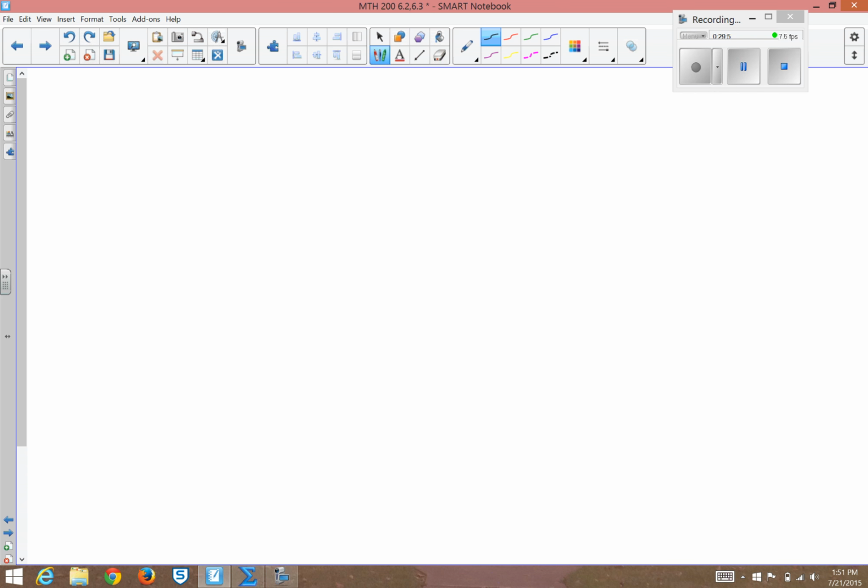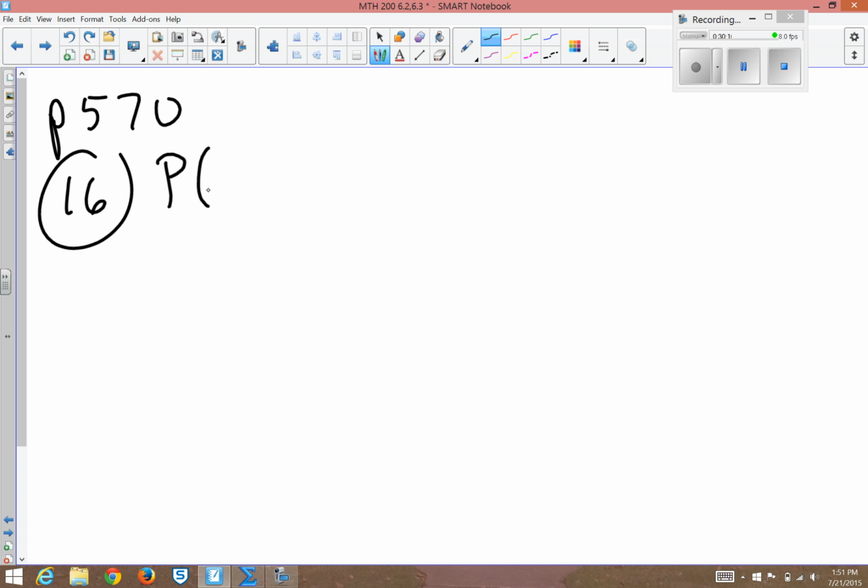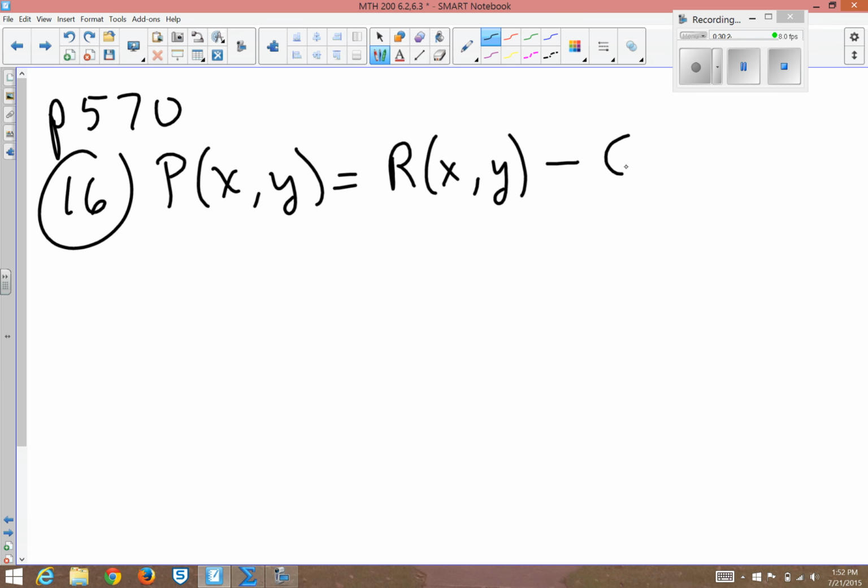So let's do page 571, actually page 570, exercise 16. In this problem, a revenue function is given and a cost function is given. And I'm going to write down the profit. Profit will be a function of x and y is equal to revenue minus cost. So the profit, which is a function of x and y, is revenue.